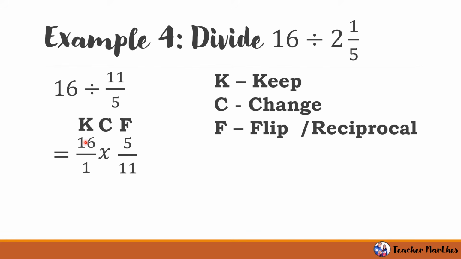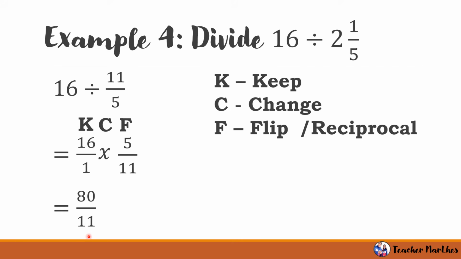So, using cancellation method, hindi natin pwedeng i-cancel ito kasi ang factor lang nila ay 1. Ang 5 and 1, hindi din pwede nating i-cancel kasi ang factor lang nila ay 1. So, proceed na tayo sa multiplication. 16 times 5 is equal to 80. 1 times 11 is equal to 11.